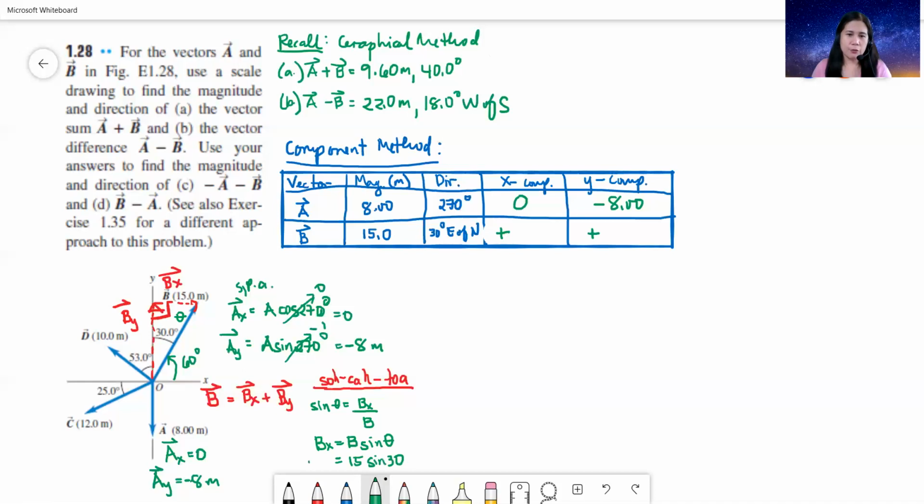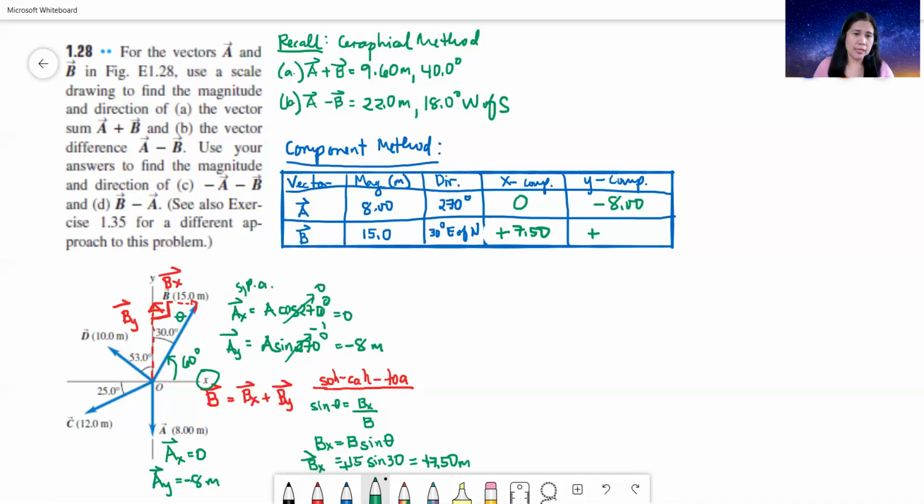Now as a vector, lalagyan ko na siya ng vector sign sa taas. Ako na mismo maglalagay ng sign dito na positive ito, kasi si bx papuntang positive x. Okay? And then, simplifying this, 15 times sine 30 is 7.5. So, paki-check na lang sa calculator. Positive 7.50 kung mag-3 significant figures tayo. So, lagay ko dito si bx. This is 7.50.